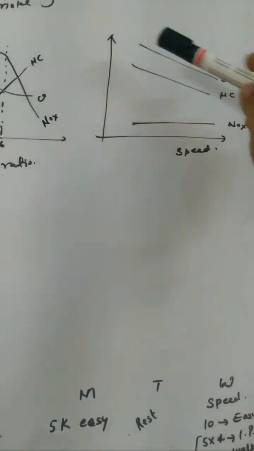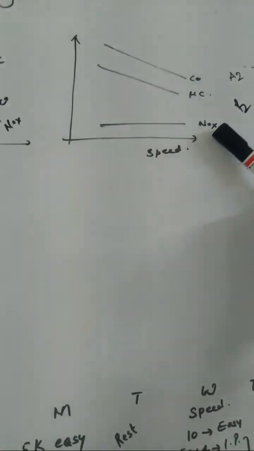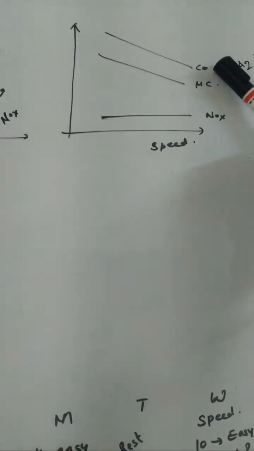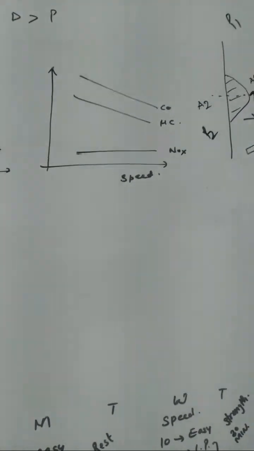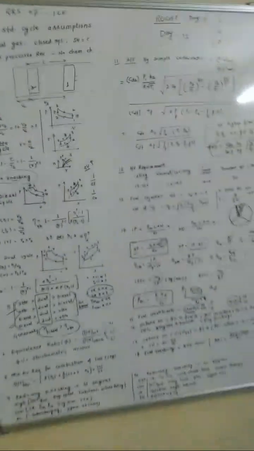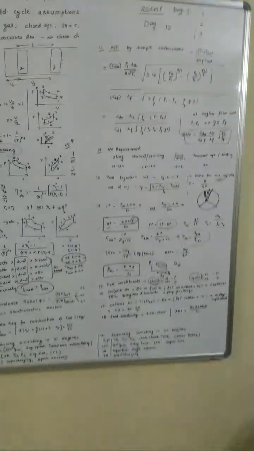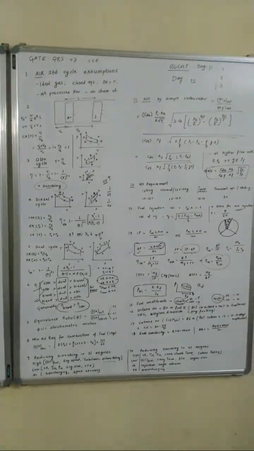Similarly, for the pollution level versus speed, the NOx has no effect, but the hydrocarbon and carbon monoxide go on decreasing as the speed increases. So this was just additional information. This is all. If you want to take a screenshot in one go, you can take it.